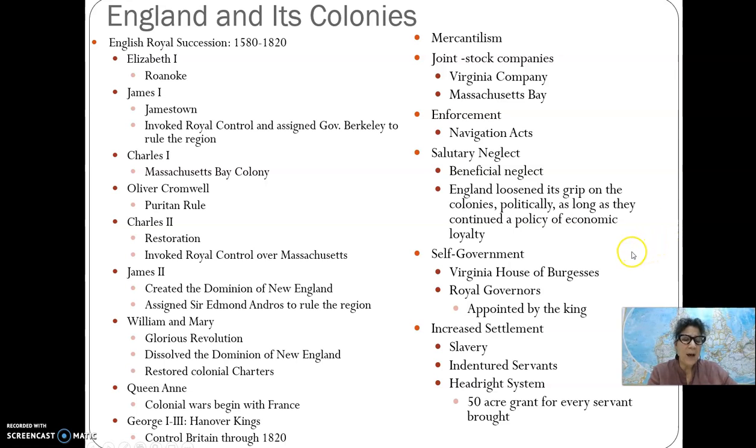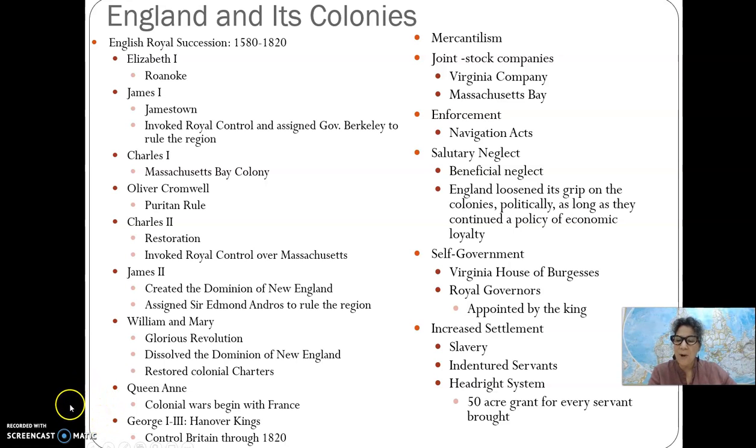What then began to happen was a lot more self-government, and that American identity continued to form. There was a lot more increased settlement. If you look at the population of the colonies from 1607 all the way up until 1732, when the last colony was founded, the population grows incredibly over time. And that takes us into the 1700s.